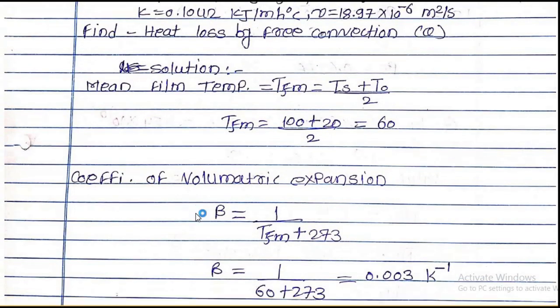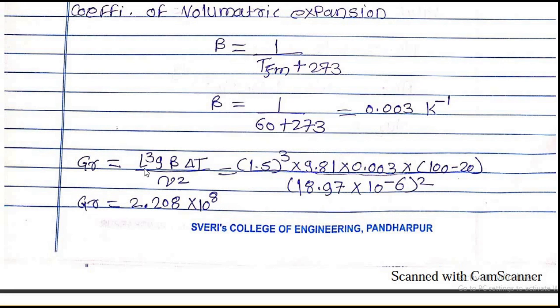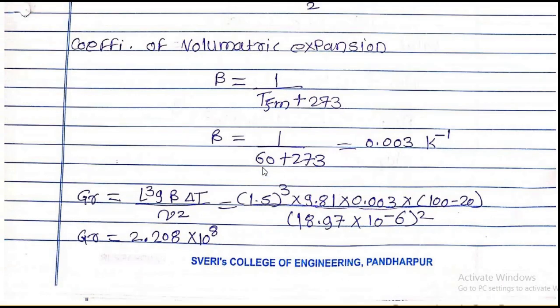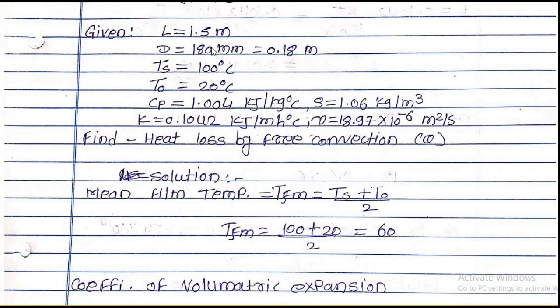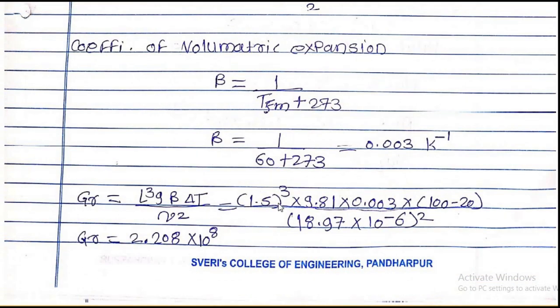Here the same thing we have to determine. So L cube multiplied by g multiplied by beta multiplied by delta T divided by nu square. L is the characteristic dimension. In case of a vertical cylinder, we have to select the length of the cylinder as the characteristic dimension. So 1.5 meter is the tube length, or the cylinder length. So we have to select this 1.5 meter as the characteristic dimension.